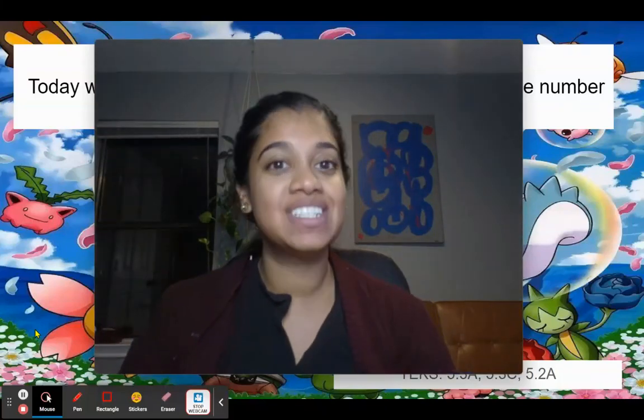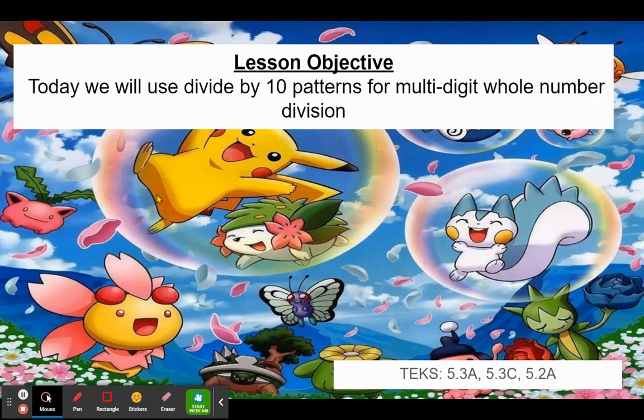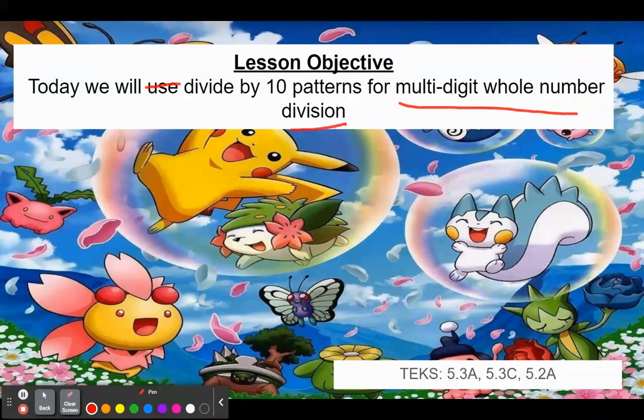Let's go ahead and jump into today's lesson by looking at today's lesson objective. So today we will divide, that's a typo right there. We will divide by 10 patterns for multi-digit whole number division.